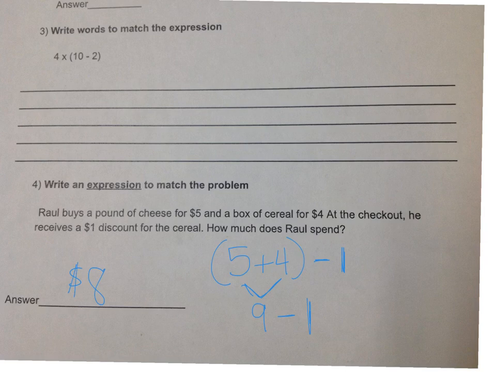Now, some of you decided that you thought you should express the discount on the cereal first, 4 take away 1, and then add the $5 on after that. If you did that, 4 take away 1 would give you 3, and you would add the $5 on, and that would also give you $8. I think either of those are acceptable for the story the way it is written. But it's important when you read a story that you ask yourself, what's happening first in the story? That should go in parentheses.